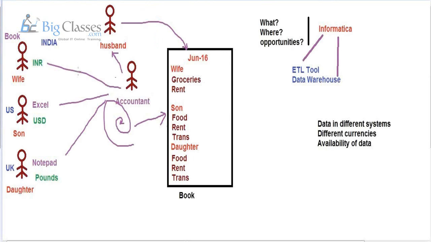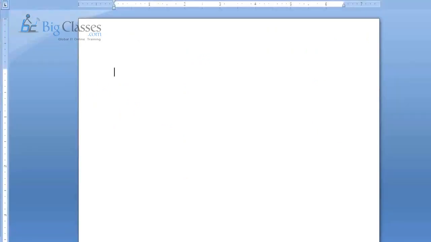So now, in order to store my daily business operations data, that means in this example sales data. In the previous example, every family member used the system which they felt comfortable with, like a book, an Excel document, notepad and all. But when it comes to real-time business systems, we are going to use something called a database.